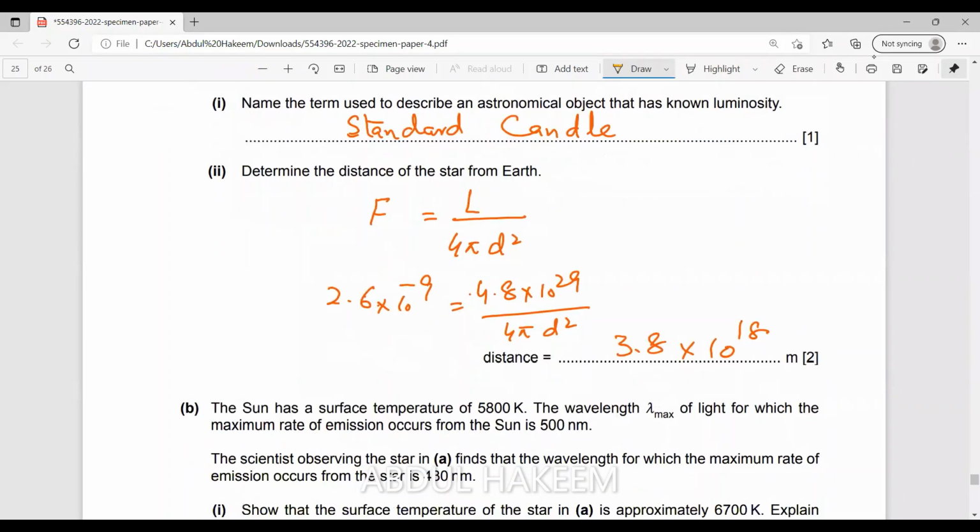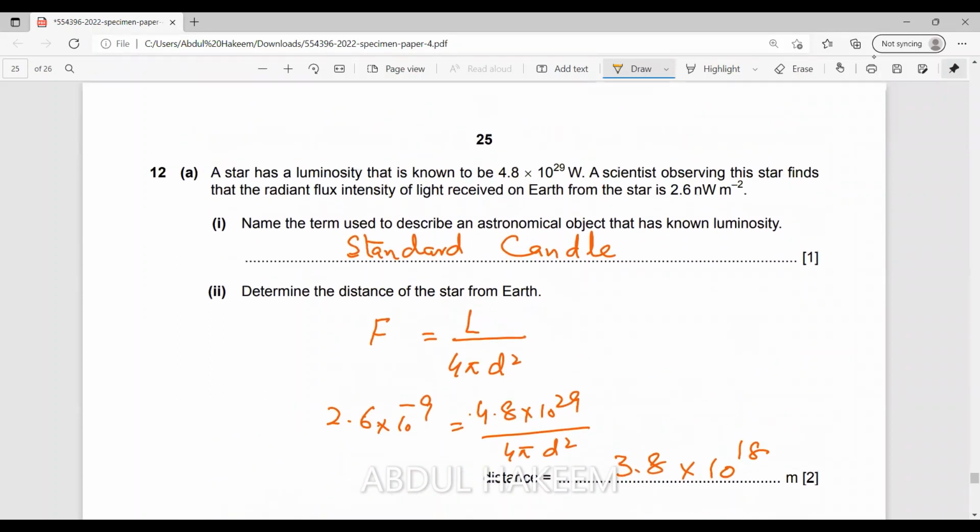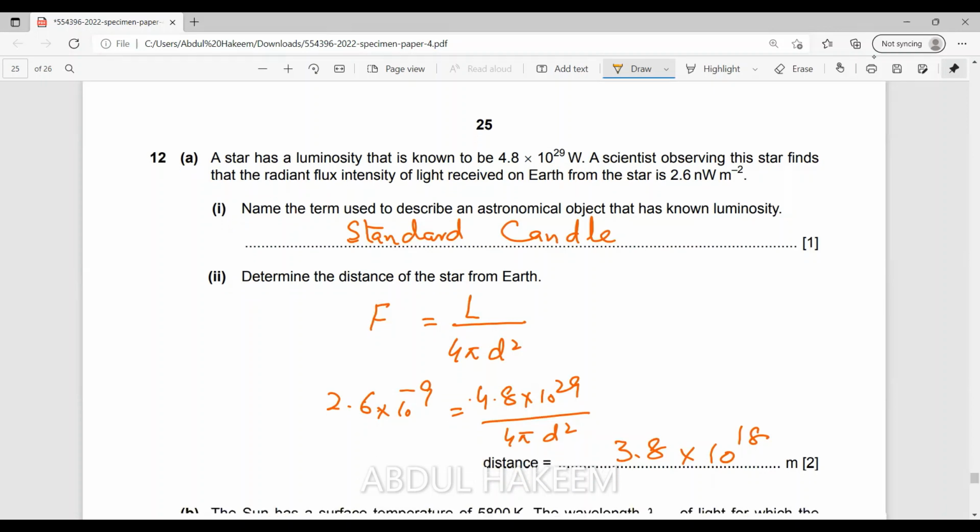Determine the distance of the star from the Earth. This radiant flux F is equal to luminosity L divided by 4 pi d square. The flux intensity given is 2.6 times 10 power minus 9, because this is 2.6 nano, and the luminosity given is 4.8 times 10 power 29, divided by 4 pi d square. So after calculation, you can calculate the d, which is 3.8 into 10 power 80.